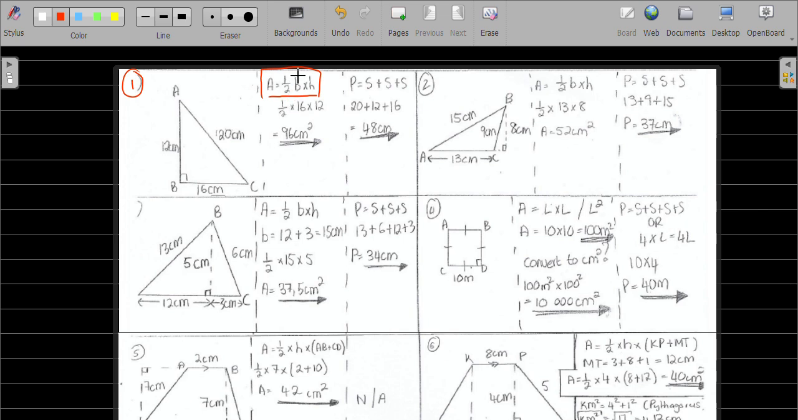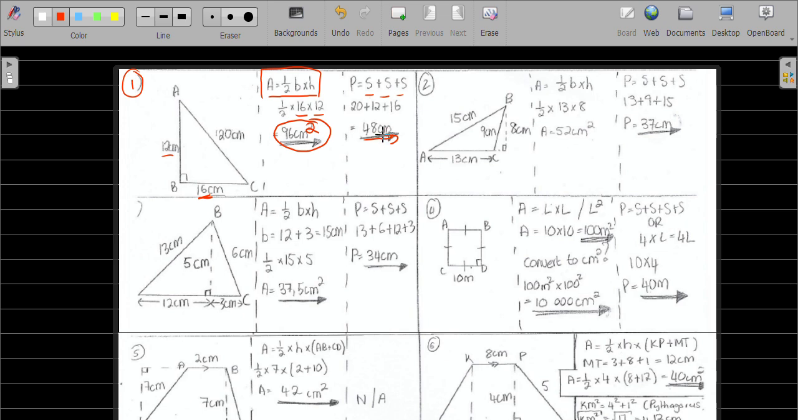So it's half times the base. What is our base? I said it was 16. So it's 16 times the perpendicular height, which is 12. You simply put that in your calculator, guys, and you get 96 centimeters squared. Remember, please square it, because it's area. Then perimeter is very easy. Perimeter is the side plus the side plus the side. So 20 is from the hypotenuse, 12, and then 16. So you just add those together, put in your calculator, and you get 48 centimeters.